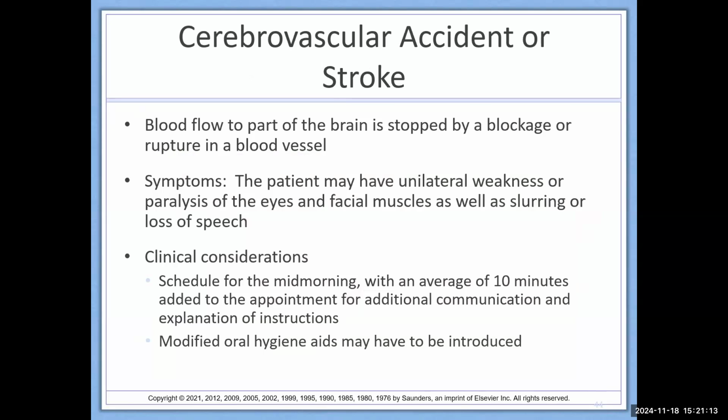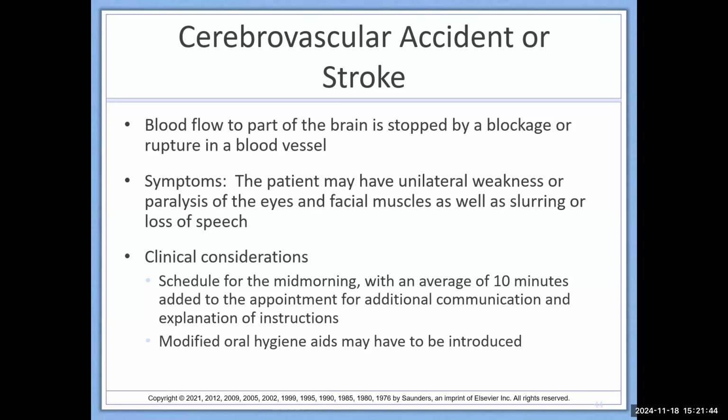Cerebrovascular accident, or stroke. The blood flow to part of the brain is stopped by some sort of blockage. It could even be a clot. The symptoms: the patient may have unilateral weakness, like one side of the body is now weak, or even paralysis of the eyes and facial muscles, as well as slurring of the speech or loss of speech. So what are the clinical considerations with a patient like this? You want to schedule them in mid-morning with an average of 10 minutes added to the appointment, and modified oral hygiene aids will help them.